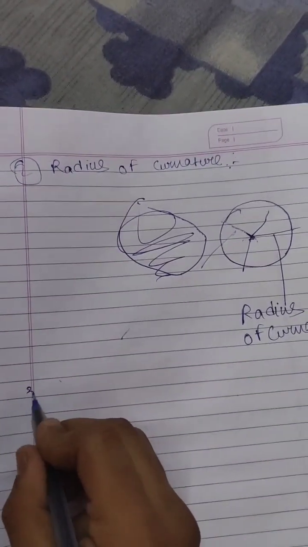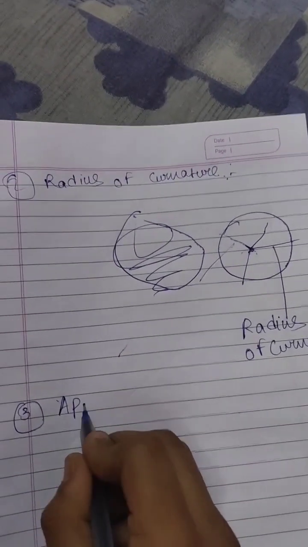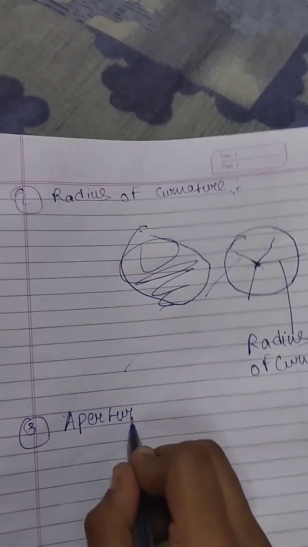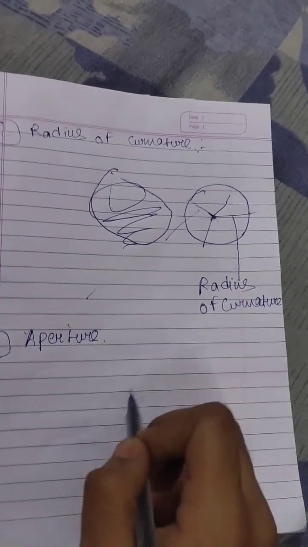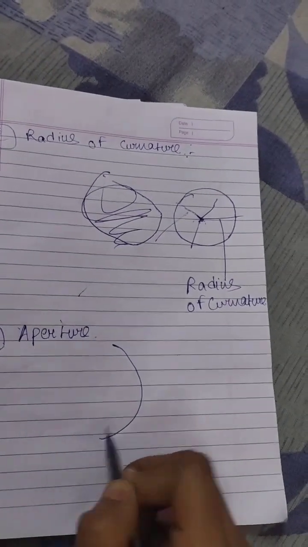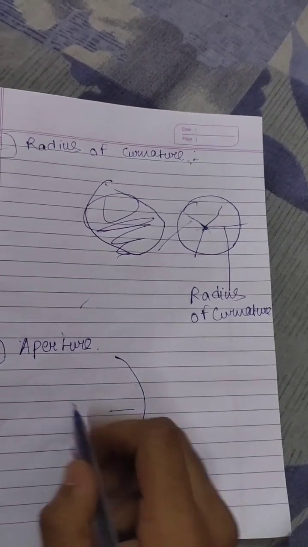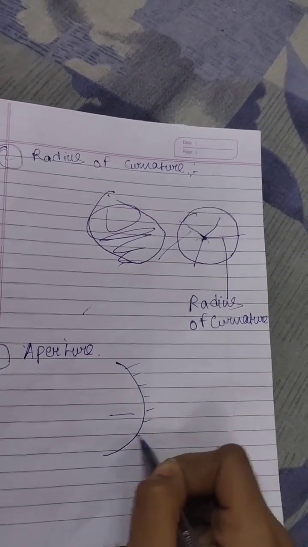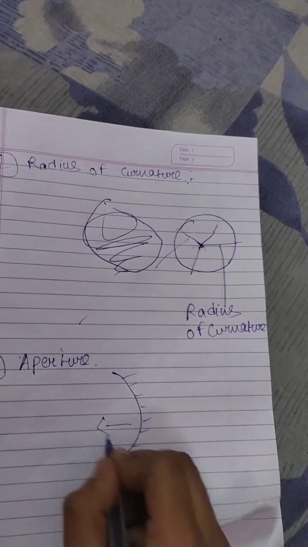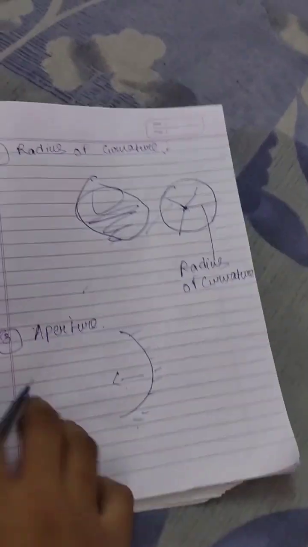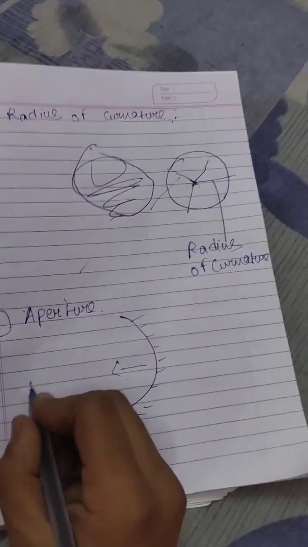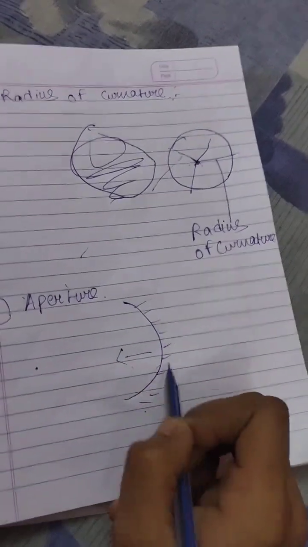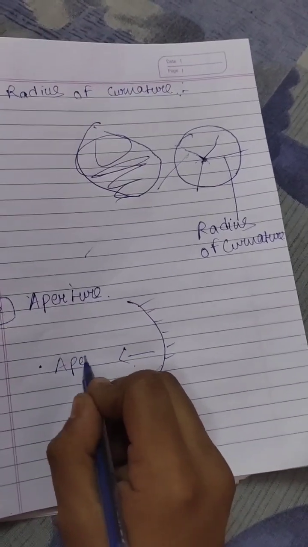Now number 3 is aperture. This is the most important term in the components of a spherical mirror. Aperture. Since we take a spherical mirror by cutting a sphere, the spherical mirror has a reflecting surface. This entire reflecting surface of an area in a mirror is the aperture. The whole surface in this mirror is the aperture.